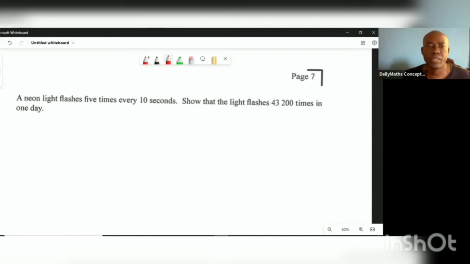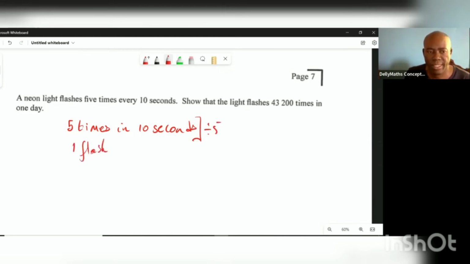All right. Now, let's look at this. We could know a number of things. It flashes 5 times in 10 seconds. If we divide by 5, it's giving 1 flash in 2 seconds. This is the idea. Just 1 flash in 2 seconds, because by the time it's 10 seconds, it gives 5. So we know that it is 1 flash in 2 seconds.